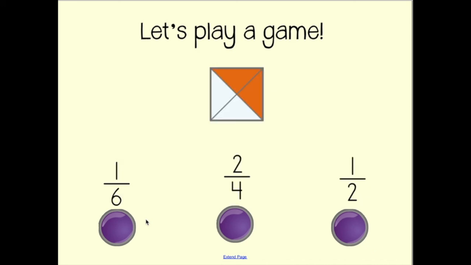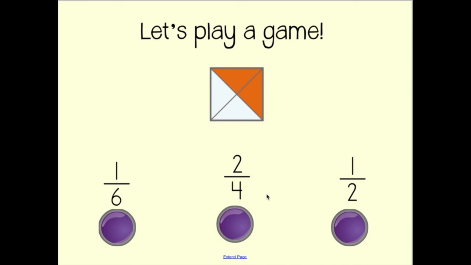Ooh. Well, I see 1, 2 orange pieces. The only one that has a 2 on the top is this one. So 4. Are there 4 pieces? 1, 2, 3, 4. It's this one. Yep, 2/4. Now, some of you might be thinking, hey, Mrs. Locke, that looks like half the square is colored. You're right, smarty pants. 2/4 is the same thing as half.